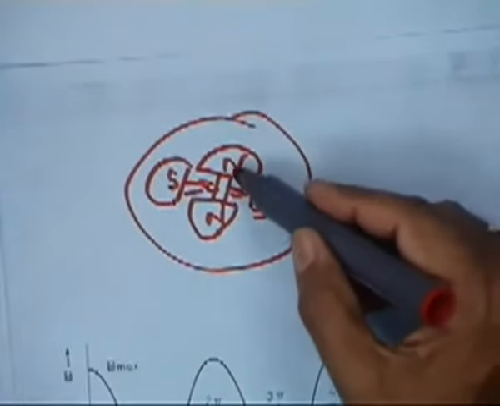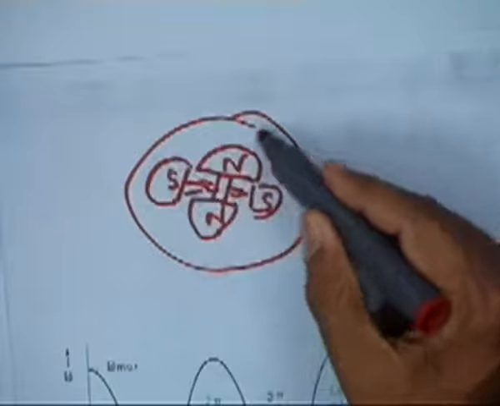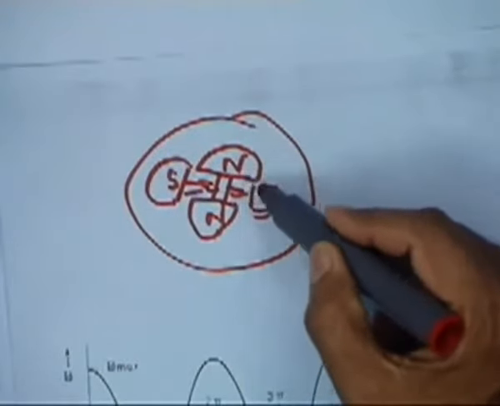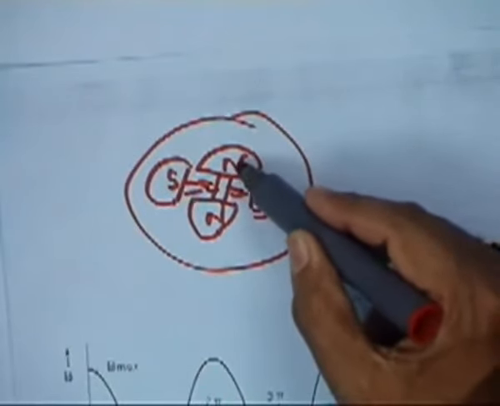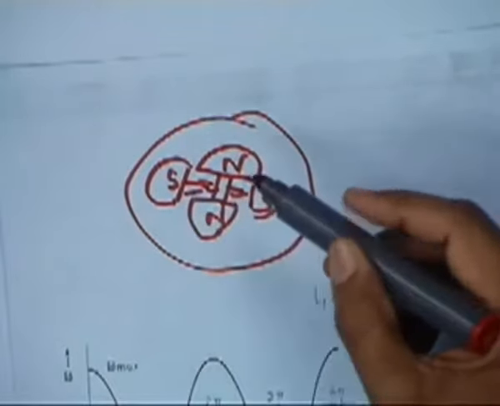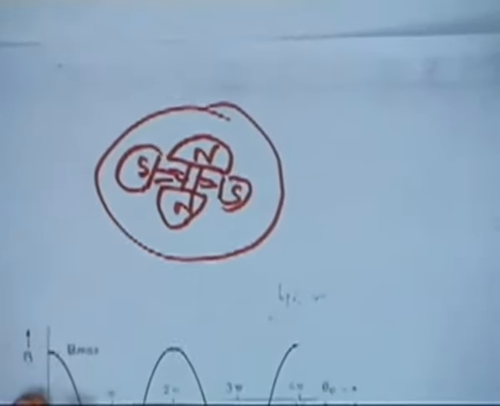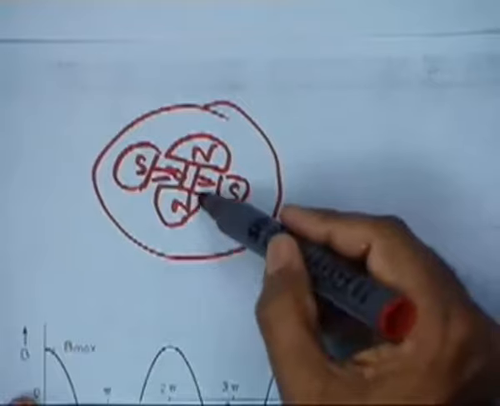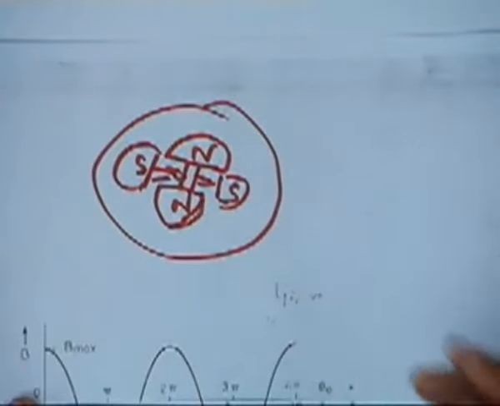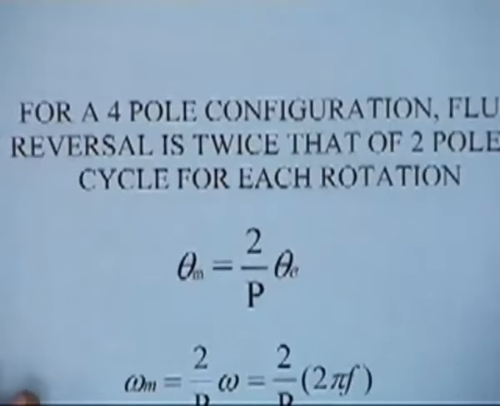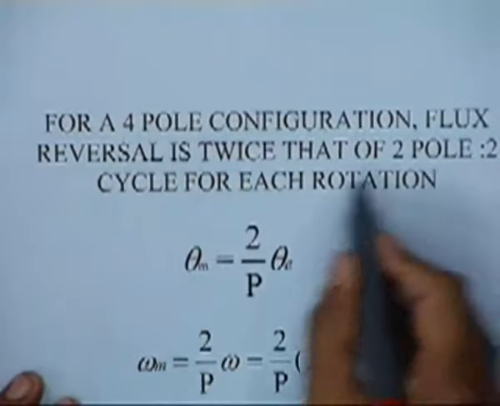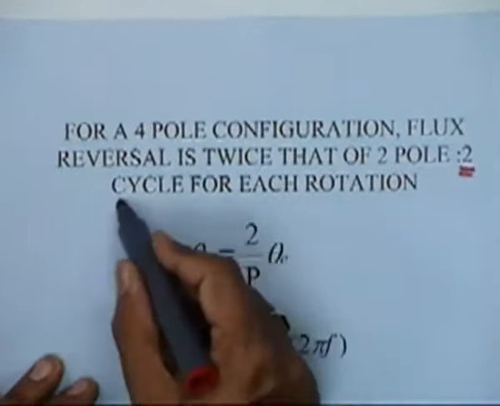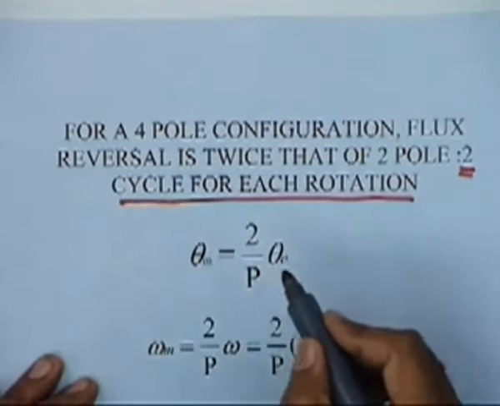which means that as you traverse through one rotation, you will have a flux reversal taking place 4 times, from north to south to north to south. So that is twice that of a two-pole system. In that case, we consider what is known as an electrical degree. Since for a four-pole configuration flux reversal is twice that of a two-pole, that means 2 cycles for each rotation, unlike 1 cycle for each rotation for a two-pole system.